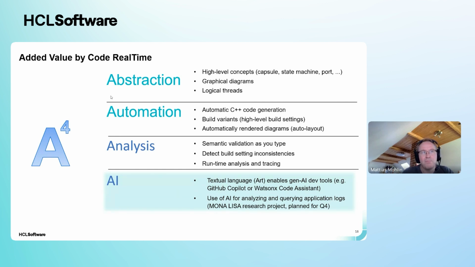But the AI part that can be used already today is to use a textual language Gen AI dev tool like GitHub Copilot or Watson Code Assistant. Although so far we have tried only GitHub Copilot, and that can really help you in many scenarios when you are developing your application.